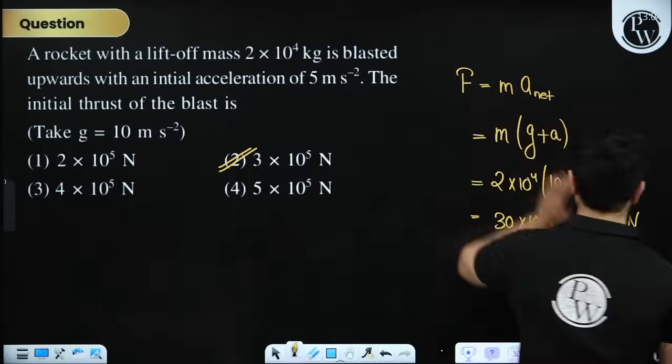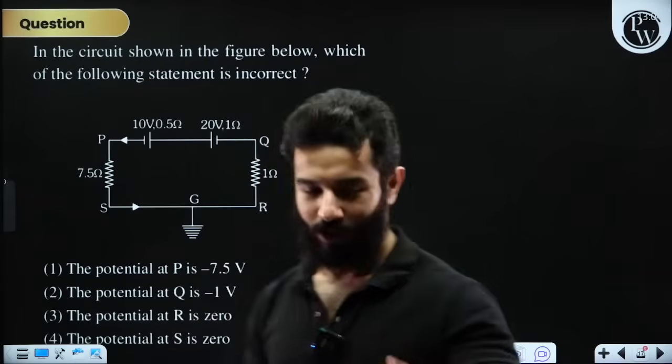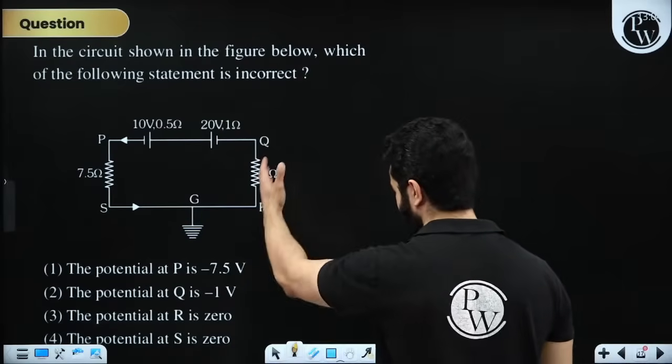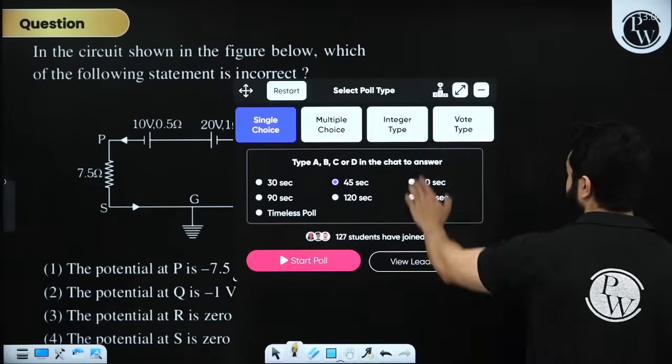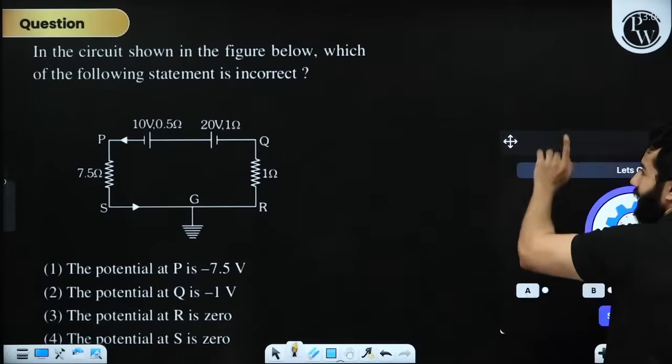Great. Chalo. Next question is this. This is regarding potential. So, Shankar, you are talking about higher and lower potential. This question is for you, buddy. Let's start. I'm going to give you 90 seconds for this. Let's begin and let me read it for you.